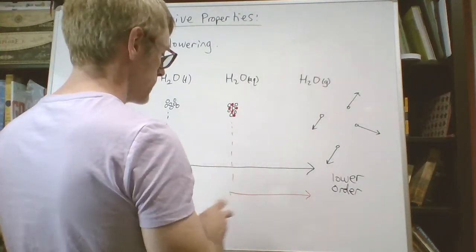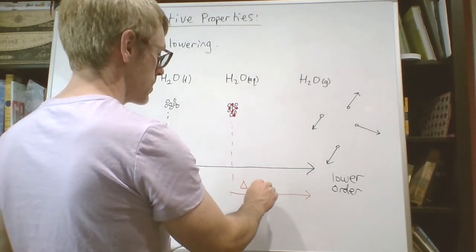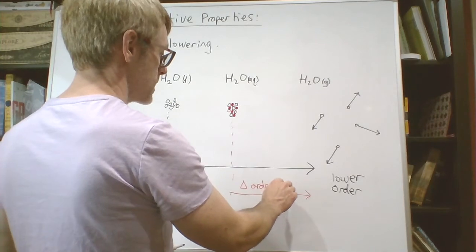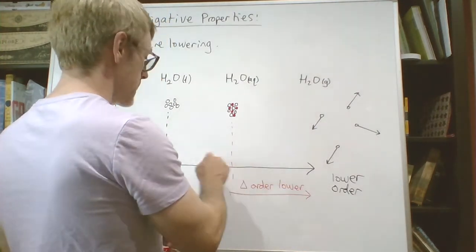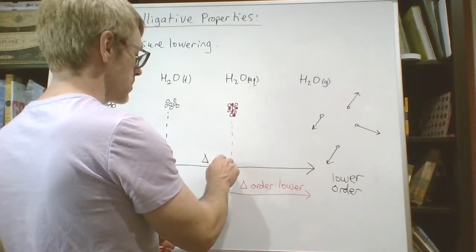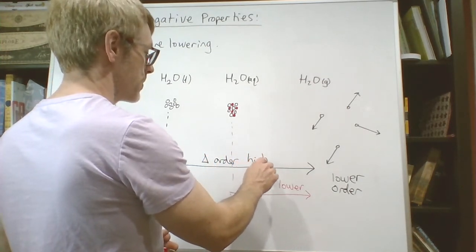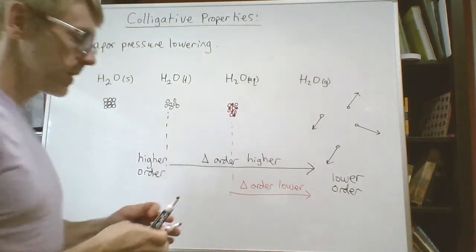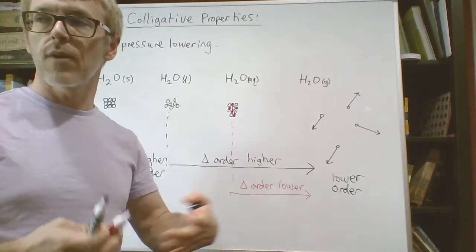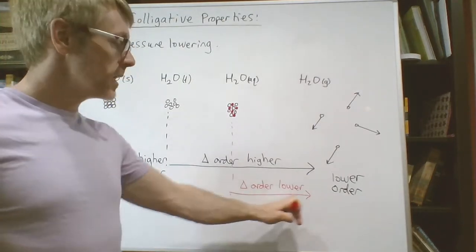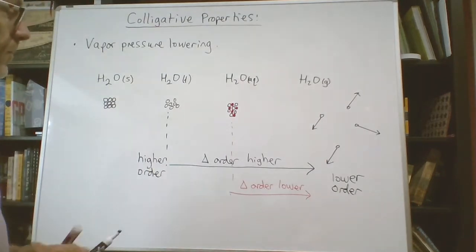So I'm going to write the change in order is therefore lower, whereas here the change in order was higher. Higher because there's just along the line, let's say the line length represents a numerical value. Here lower because the line shorter represents a numerical value.